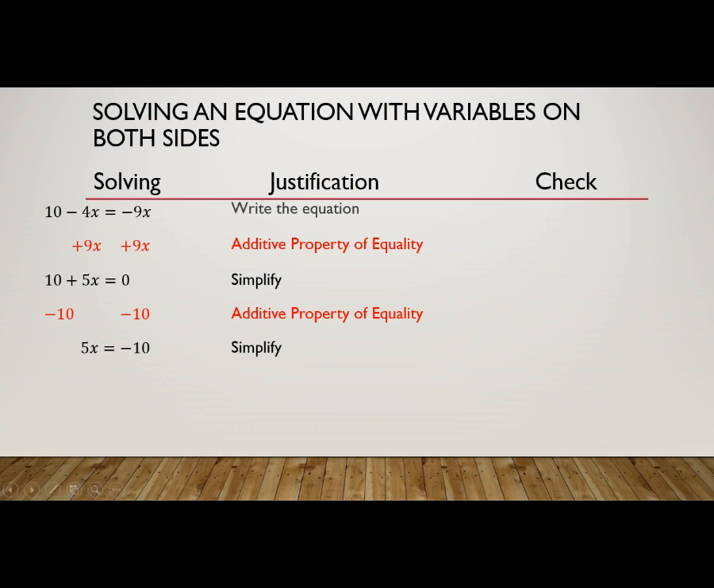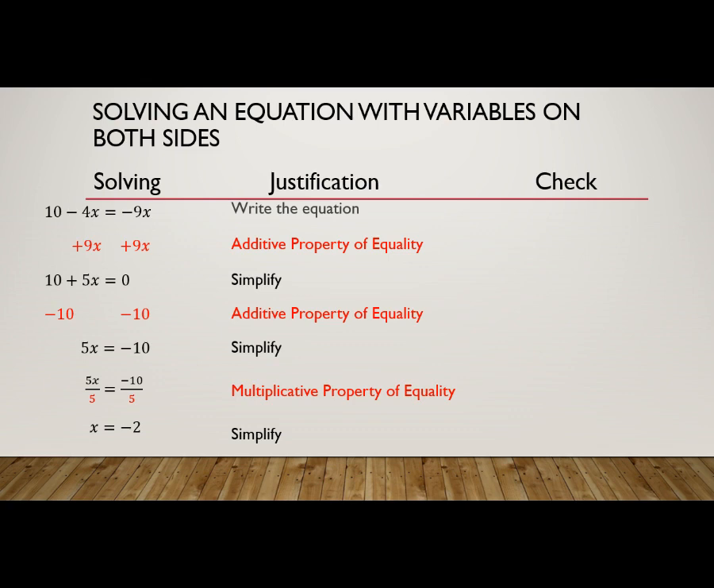Now I need to eliminate that 5 because it's a multiplicative relationship. We will use division to eliminate it. So 5x divided by 5 is just going to be x. Negative 10 divided by 5 is negative 2. Now, final step, very important.